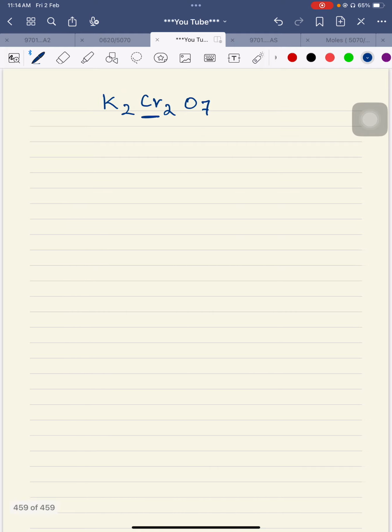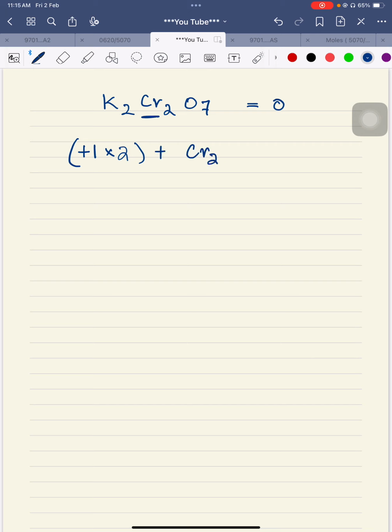So what is the total oxidation state? It will be 0, because the total oxidation state of a compound is 0. Here potassium is part of group number 1. It has a charge of plus 1. It appears 2 times, so we multiply it by 2. So potassium's part is done now.